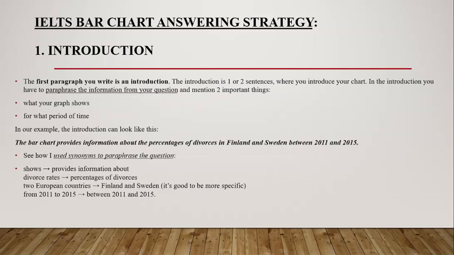The bar chart provides information about the percentage of divorces in Finland and Sweden between 2011 and 2015. See how I use synonyms to paraphrase the question. Shows means provides information about; divorce rates means percentages of divorces; 2 European countries, Finland and Sweden. It is good to be more specific. From 2011 to 2015 becomes between 2011 and 2015.